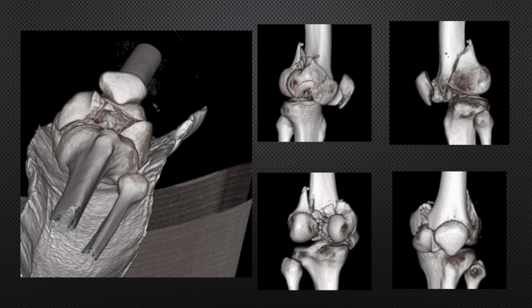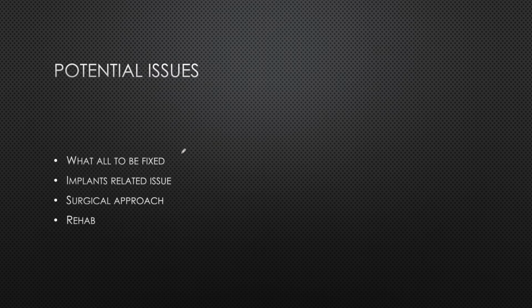And when we see from the lateral side, as we have discussed, the lateral side is a bit simple. And as we go more posteriorly, we see there is comminution in this part, but this is not important because this part is not in the weight bearing zone. Anteriorly, the same kind of picture that we have seen here is visible. So the potential issue in such fractures is what all components need to be fixed, because there are several fragments. Do we need to fix everything?